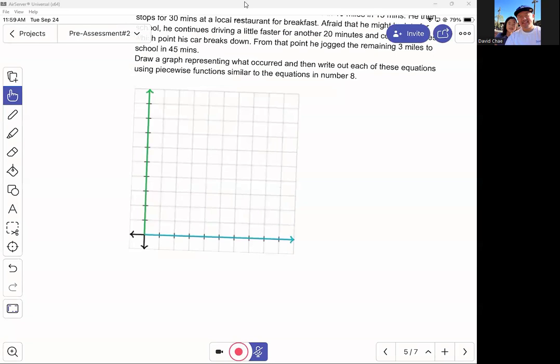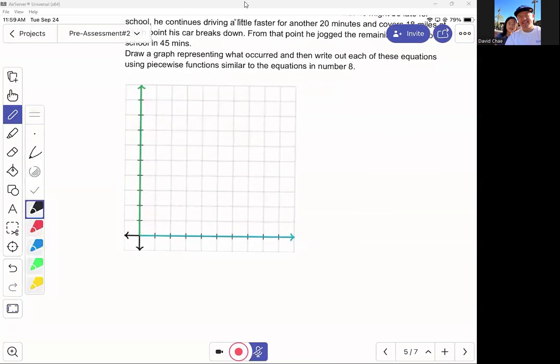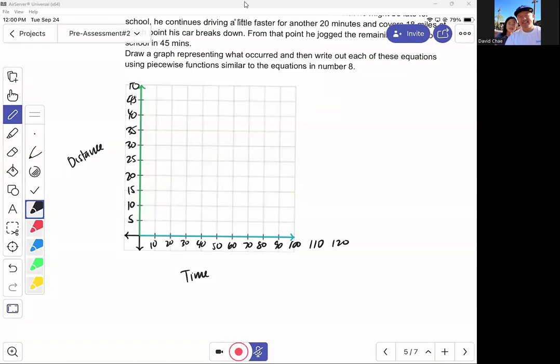So what I did was I put time in for the x-axis and I put distance for the y-axis. Okay. And I put in 10, 20, 30, 40, and I did it in increments of 10. And then it goes to 120. All right. And then I did increments of 5 using the distance. Okay. Now the first part is what?